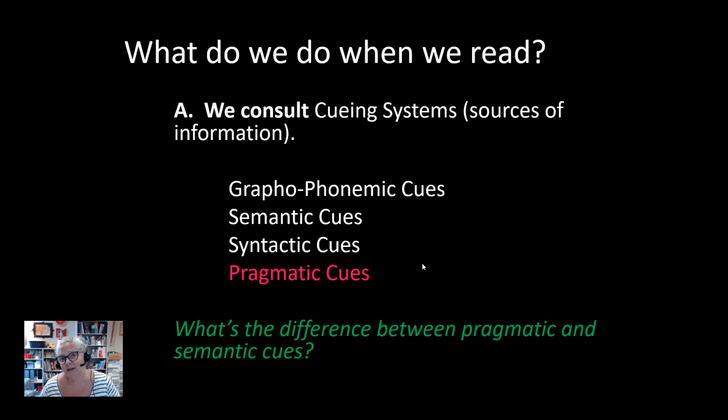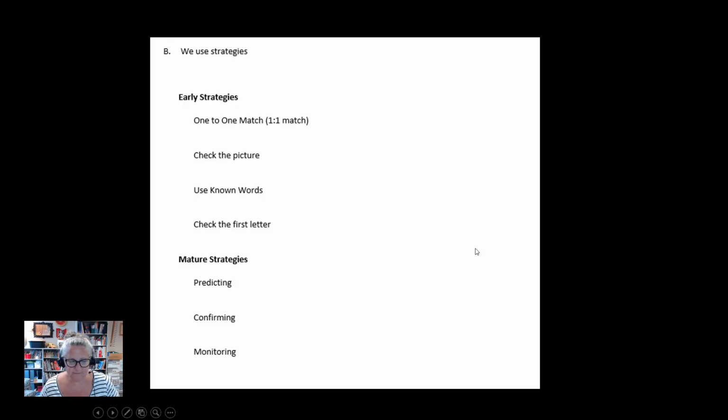As a little aside, on your weekly empty outline, it asks you to think about what the difference is between pragmatic cues, because those are meaningful, and semantic cues. There is a difference. Let's see if you can figure that out. Let's go on, though, to thinking about strategies.